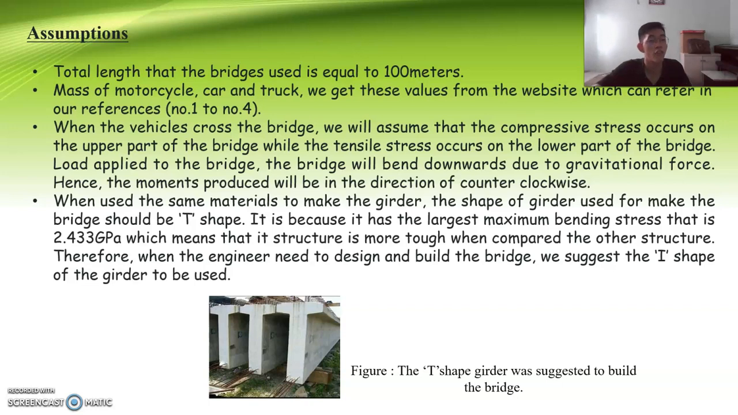This is because the bridge will bend downward due to the gravitational force, hence the moments produced will be in the counterclockwise direction. So when we use the same materials to make the girder, the shape of the girder used to make the bridge should be T-shaped. It is because it has a larger maximum bending stress, that is 2.433 GPa, which means its structure is tougher when compared to other structures. As shown in the figure below, the T-shaped girder was structured to build the bridge.